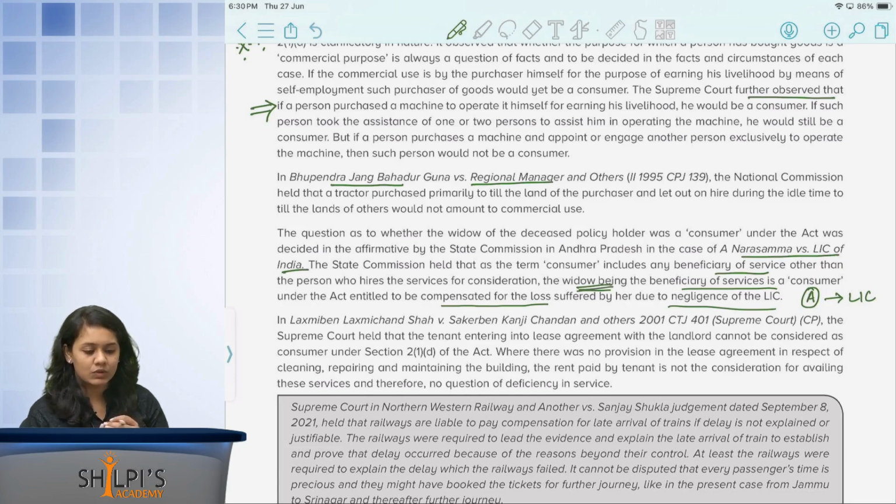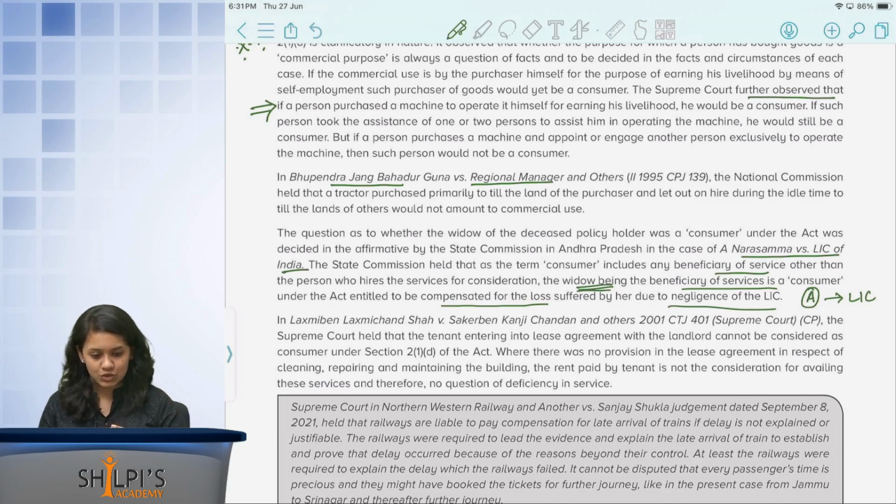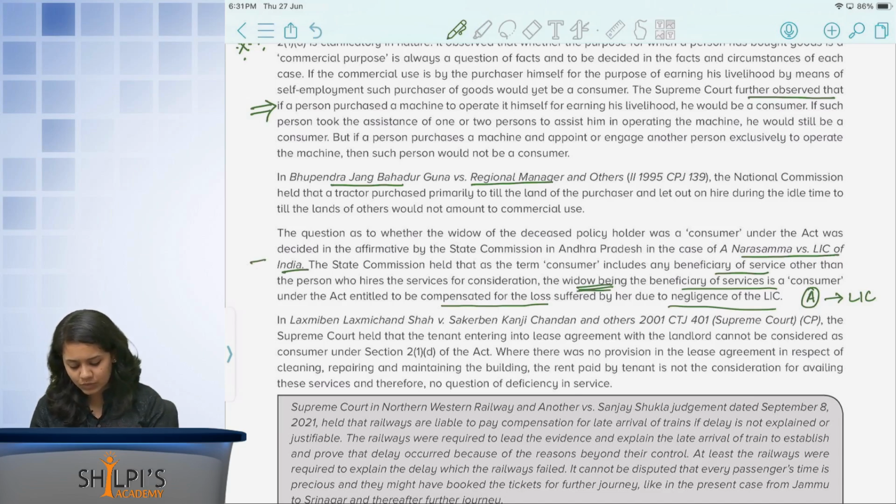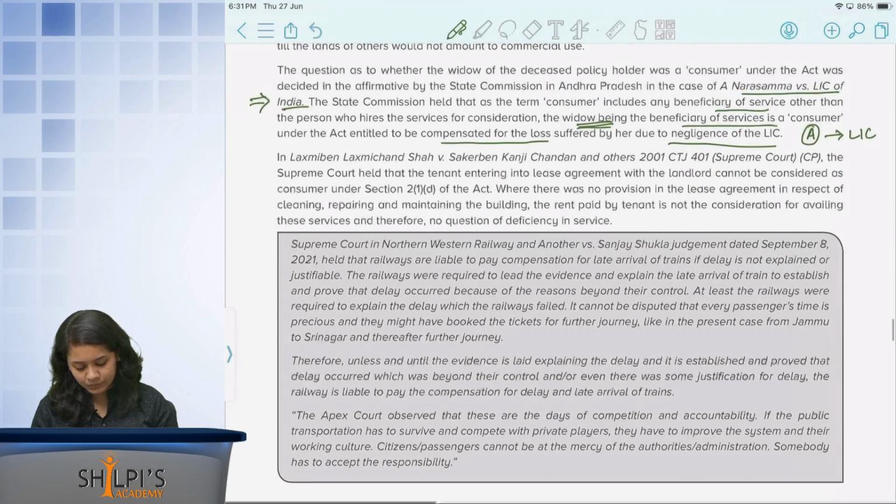And LIC would have said something like, the widow is not the beneficiary of the service and therefore how can she come and file this complaint before us? The court went on to say that consumer includes a beneficiary of the service, especially where the widow of a consumer is definitely the beneficiary of the service, and therefore LIC has to compensate her as a consumer. This is also very important.